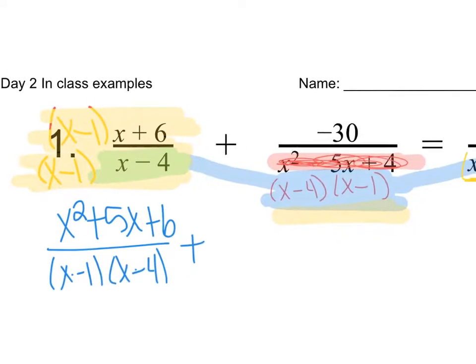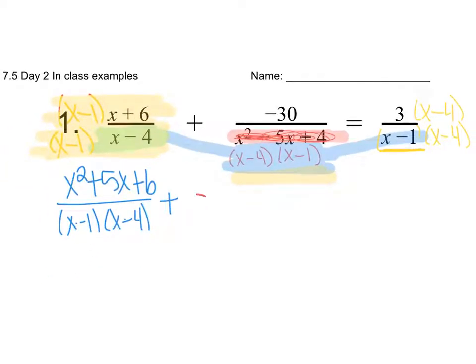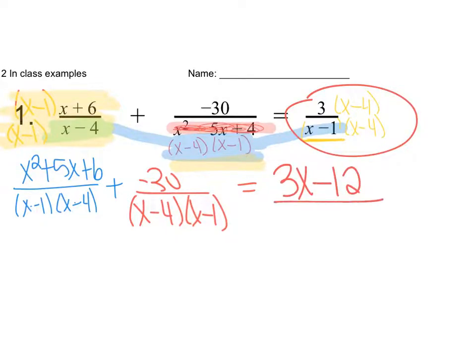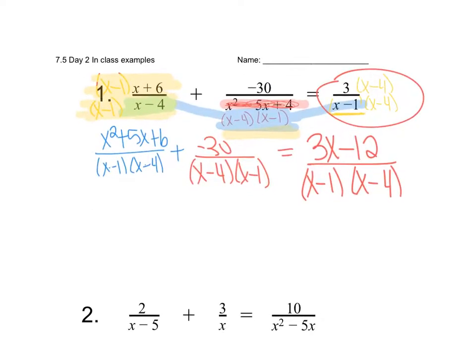Plus, then in my middle term here, I have negative 30 on top, and I have x minus 4 and x minus 1 in the bottom. On the other side, I need to distribute, so I'd have 3x minus 12 over x minus 1, x minus 4. And just like we did with those simple fractions, all of this is the same, which means we can solve the numerator as one equation.